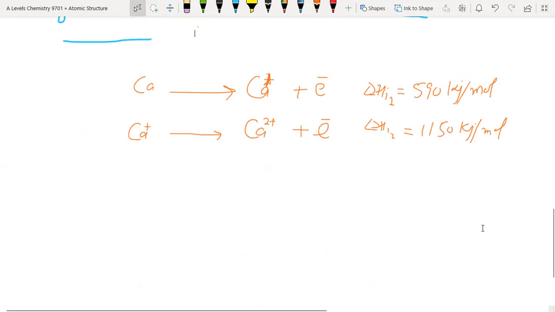With respect to the first ionization energy, the second ionization energy would be called successive ionization energy. Successive ionization energy increases due to the charge on the ion, as it gets greater by the removal of each electron.